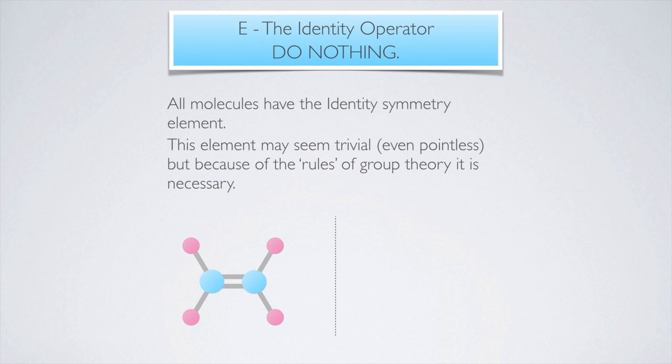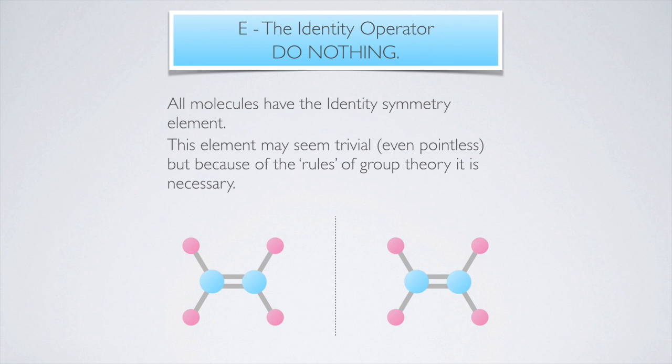So let's look at the identity operator first. This does nothing. All molecules, therefore, must have this symmetry element. And while it may seem trivial, because we are going to develop the idea of symmetry into group theory, it is essential for group theory that there is an identity operator in each group. So if we look at the molecule on the left, applying the identity operator gives us the molecule on the right, i.e. it's unchanged.